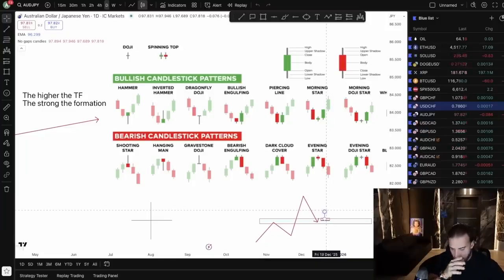Now this could, again, work on the 1 hour, the 4 hour, the daily. The higher the time frame, the better. So if this right here, you get it, that's great. That's a rejection. Could the next candlestick from that be a bullish engulfing?